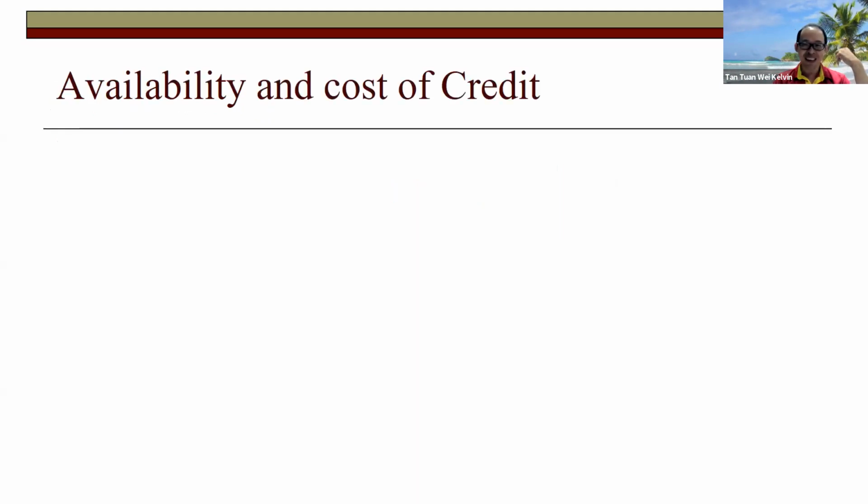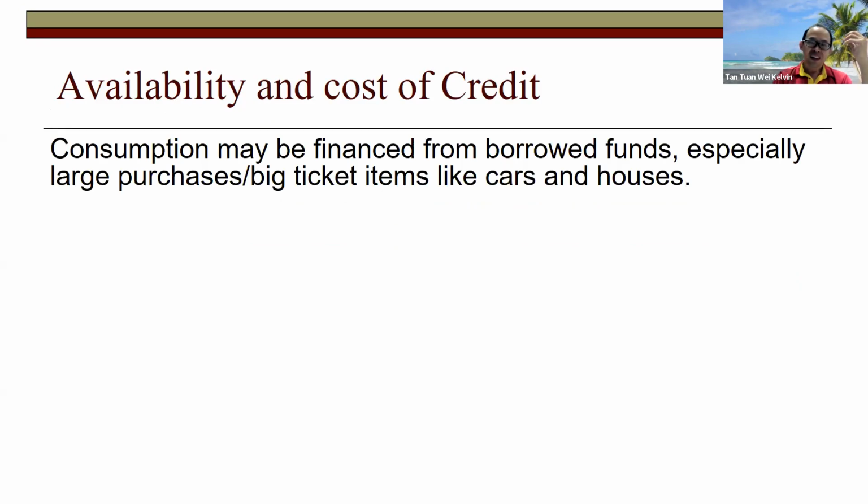Next, availability and cost of credit. Most of the things that we buy, right, your lunch, your iPhone, you typically use cash. But there are other goods where most of us will borrow from the bank in order to buy them. For example, what we call in econs big ticket items, like cars and houses.